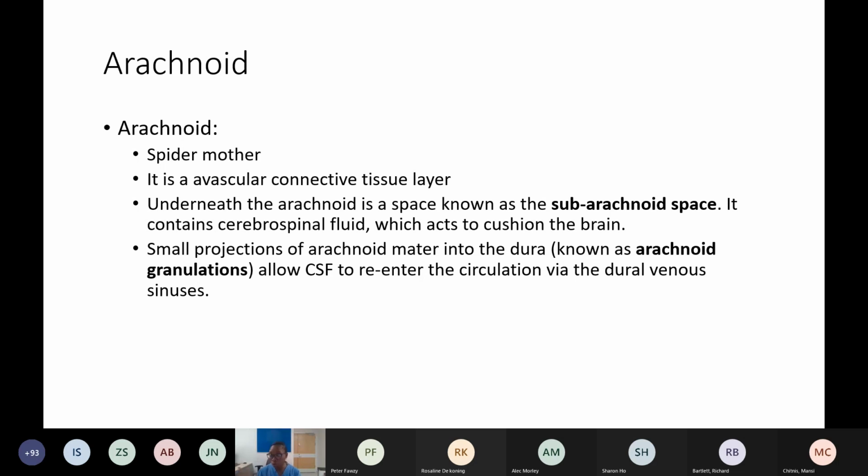And there are small projections of the arachnoid mater back into the dura, known as granulations, that allow the CSF to travel back into those venous sinuses that we were talking about, to allow that to then leave the brain. Constant flow of production of CSF, which then flows out.